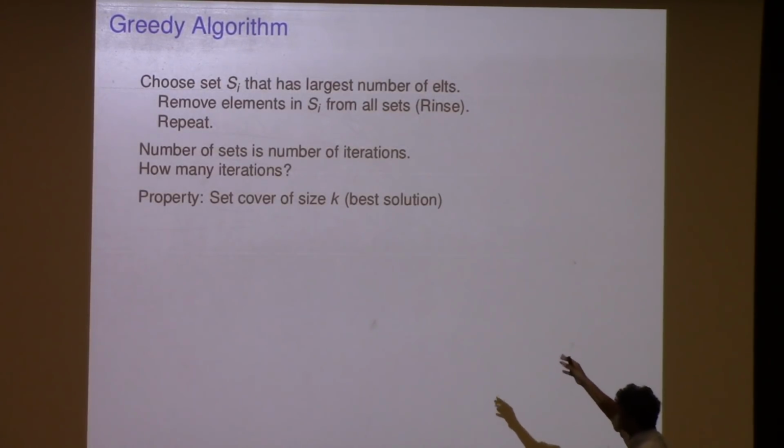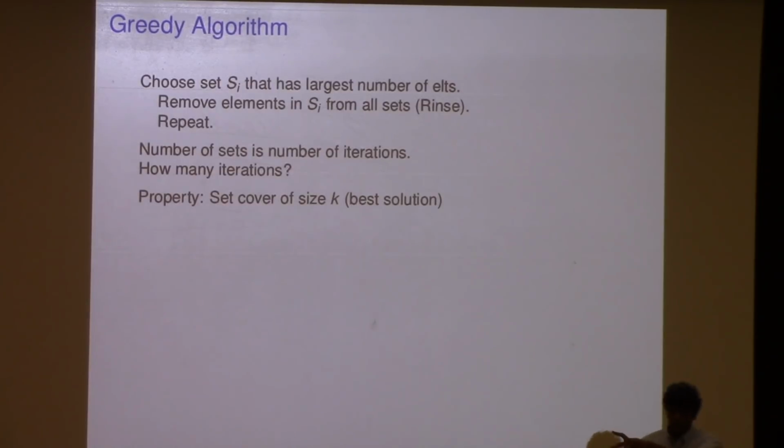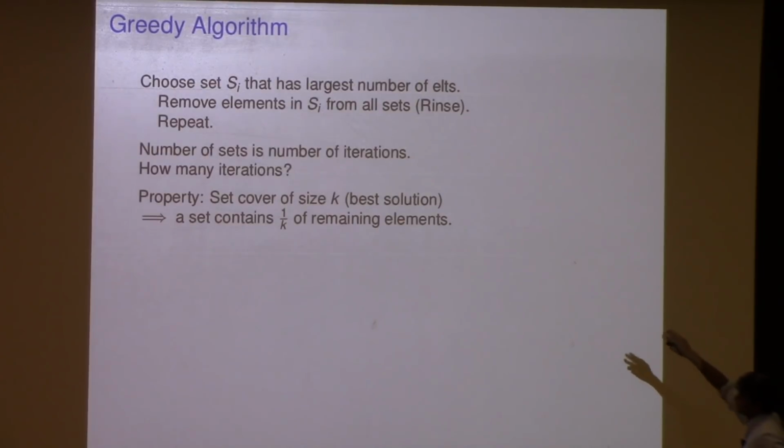If I have a set cover of size 10, and say the total number of items is n, just to make it a variable, then it's n over 10. So already, once you assume this, you can start some analysis. Once you start saying the optimal takes this long, or there is a solution that's this good, that says a set contains 1 over k of the remaining items. And this is true inductively. No matter where you are in the algorithm, you know there exists a set, Si, which covers 1 over k of the remaining elements.